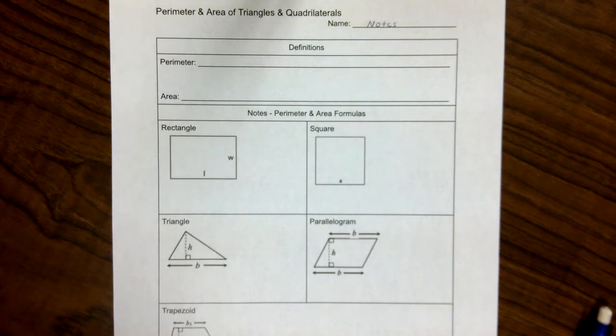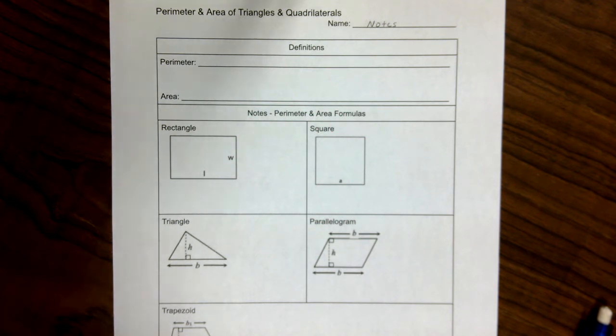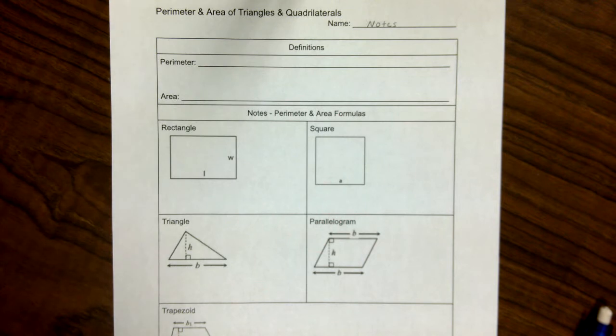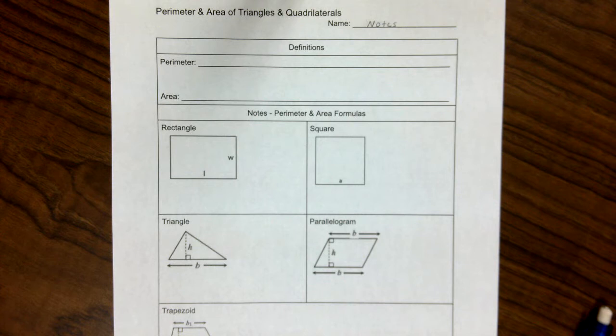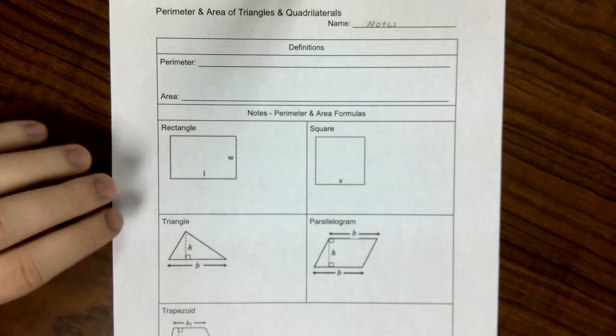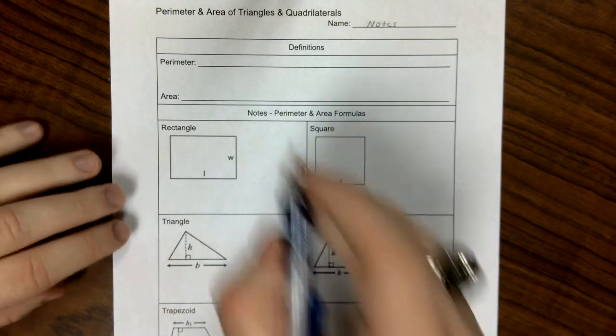But today we're going to look at the triangles and the main types of quadrilaterals that you're going to see and be asked for the area of. And we need to be able to do perimeter and area for all of those. So to remind us, let's define perimeter again and area.